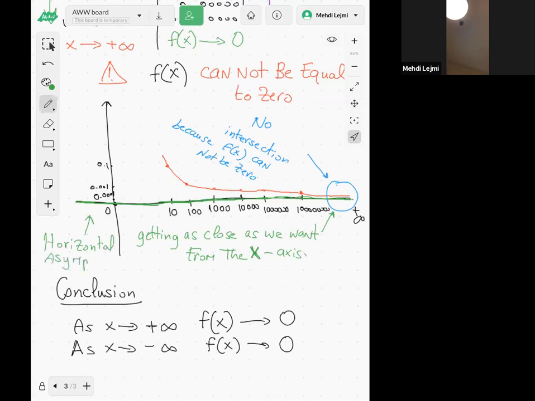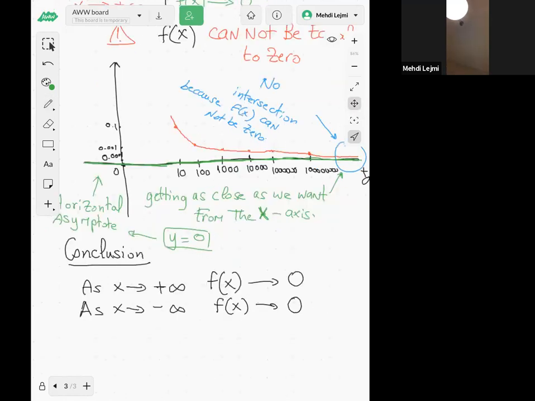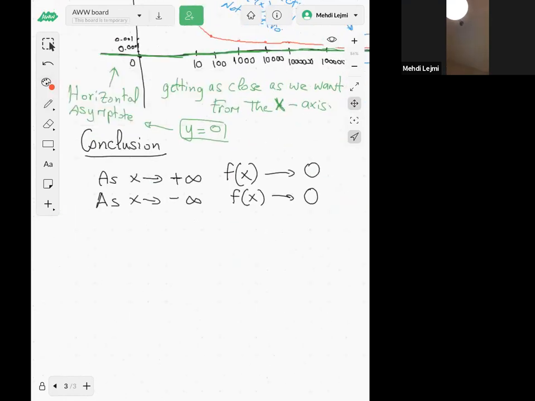So what's the equation of the x-axis? Of course, all the points on the x-axis have their y coordinate equal to 0. So the equation of the x-axis is just y equals 0. So again, what's the idea of this horizontal asymptote? When you have a horizontal asymptote, what happens to the graph is the following.